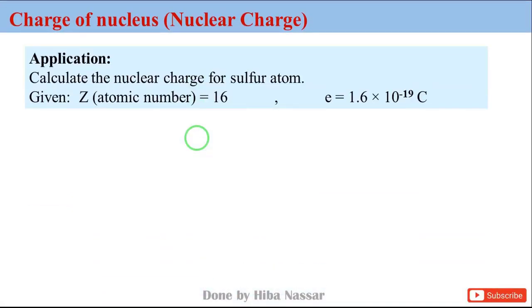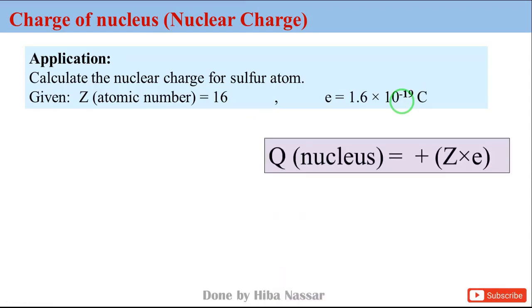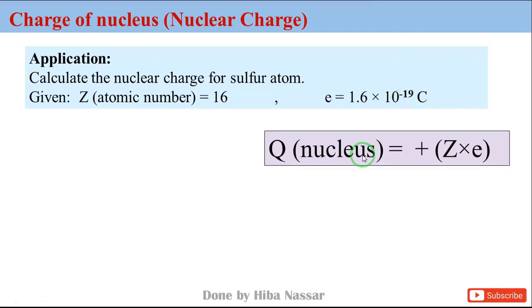Now let's solve this application in order to understand more how to calculate the nuclear charge. In this application, you have to calculate the nuclear charge for sulfur atom. Given the atomic number, it's equal to 16, and you have the elementary charge, small letter e. So directly you can write the formula. You can say that the total charge of the nucleus is equal to the atomic number times the elementary charge, having a positive value.